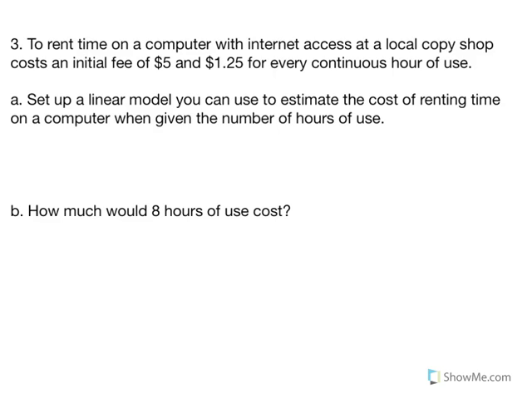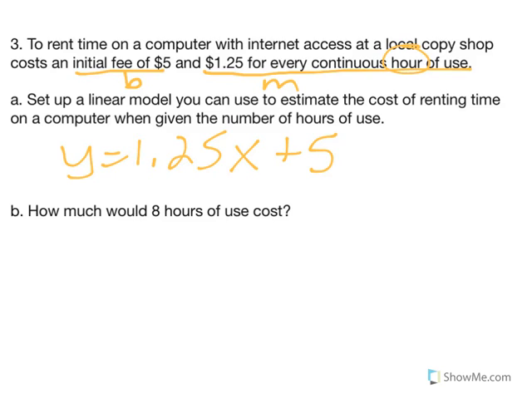All right, moving on to page 226. Again, I want you to hit pause. I want you to do as much of 226 as you can, and then come back and watch the explanation of them. So number 3, to rent time on a computer with internet access at a local copy shop costs an initial fee of $5. There's my y-intercept. And $1.25 for every hour. There's my slope. So when I set up my linear model, y equals $1.25 per hour plus 5. So x represents number of hours, y represents my total cost.